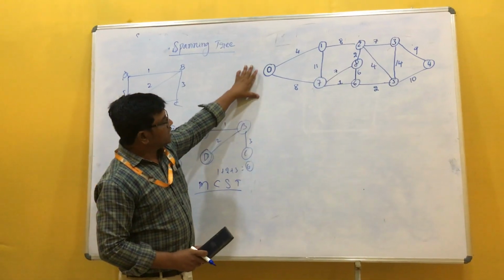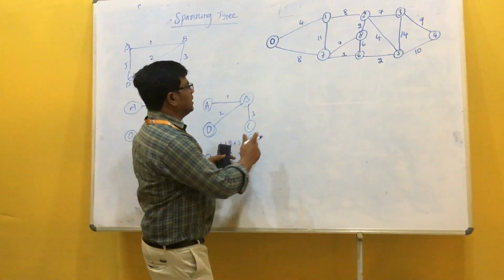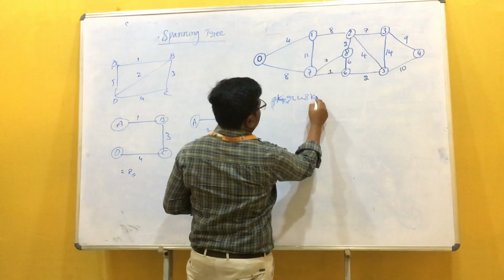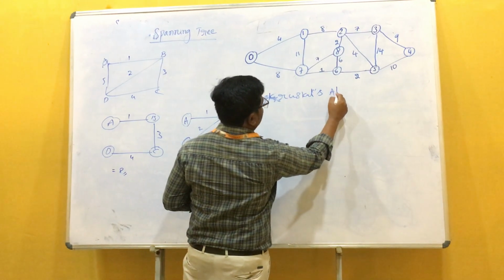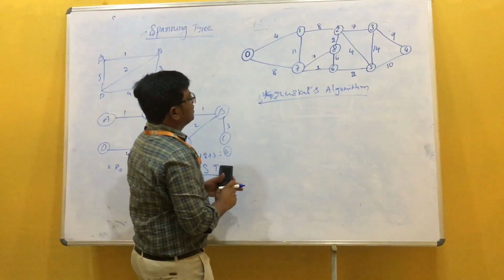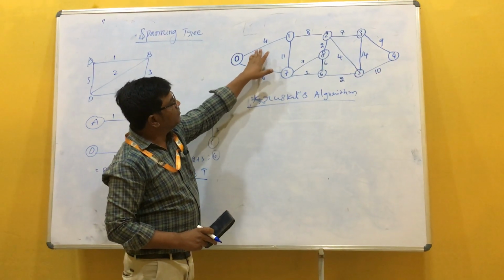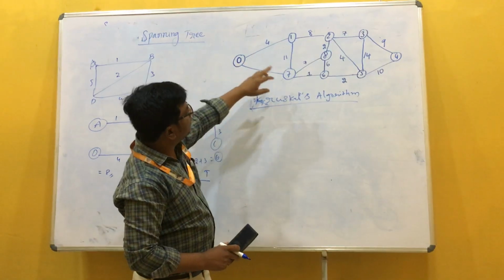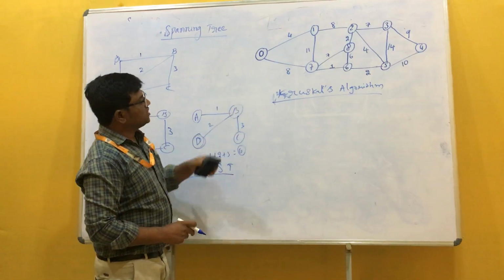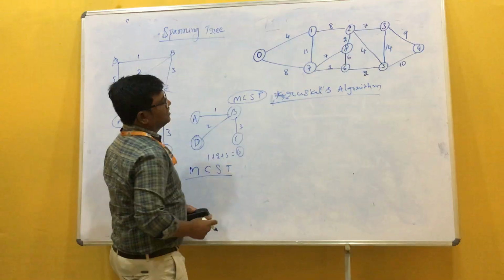In today's class we discuss two different algorithms: Prim's algorithm and Kruskal's algorithm. Today we covered one algorithm, Kruskal's algorithm. We are using Kruskal's algorithm for constructing the spanning tree for the given graph. This is the given graph with weighted edges, with the total number of vertices and different edges with their costs. Now, how to construct the minimum spanning tree using Kruskal's algorithm. Today we are focusing on this topic.